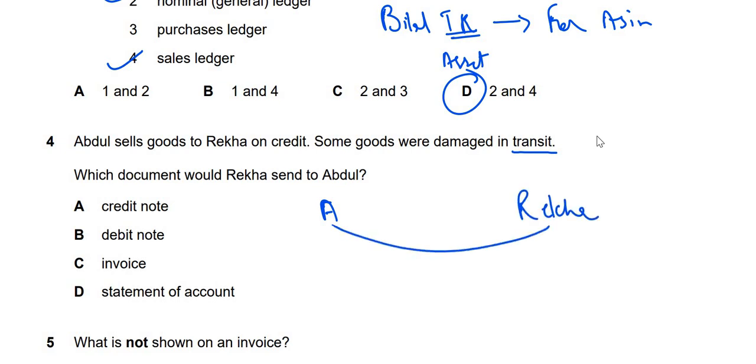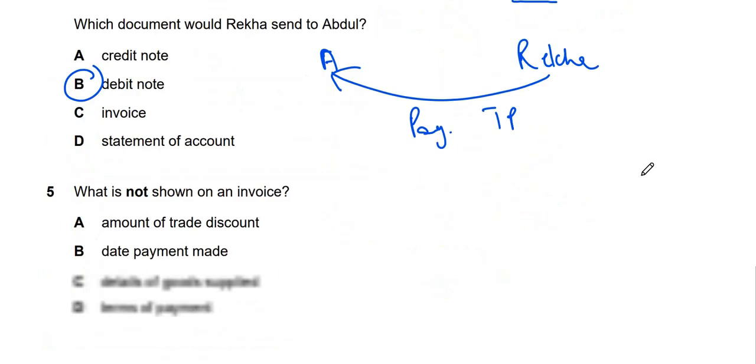Rekha needs to pay money to Abdul. Alright, so Abdul is what? Trade payable. Abdul is trade payable for Rekha. When Rekha returns the damaged goods, then liability decreases. Alright, and when liability decreases, Rekha will send a debit note to Abdul to reduce liability. So the answer is B.